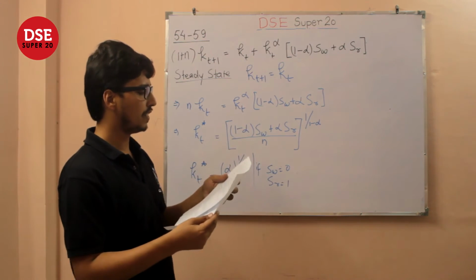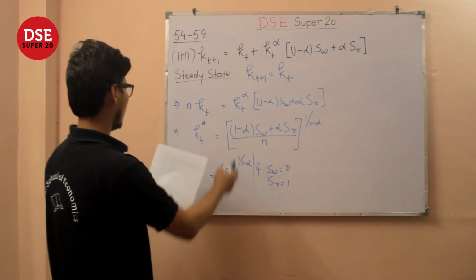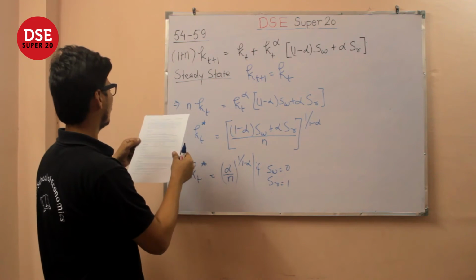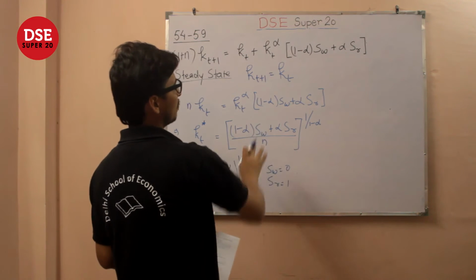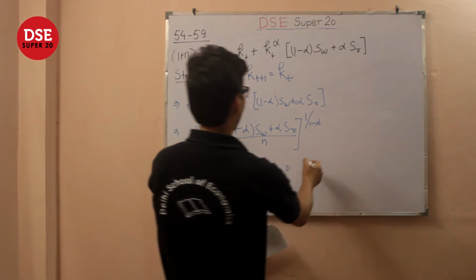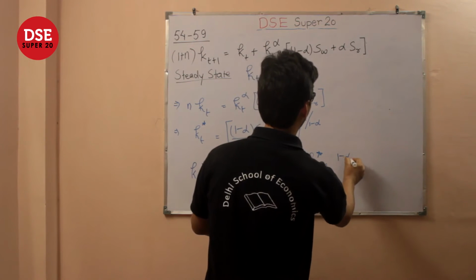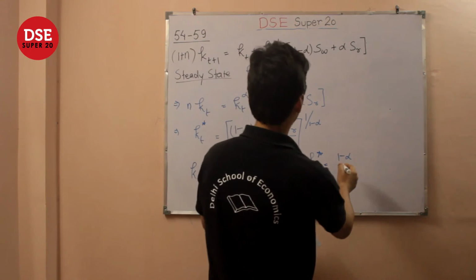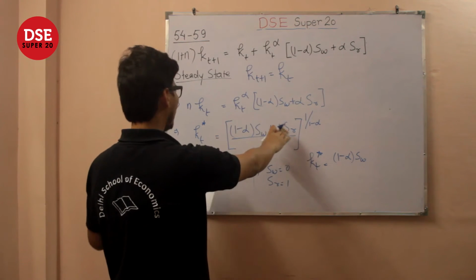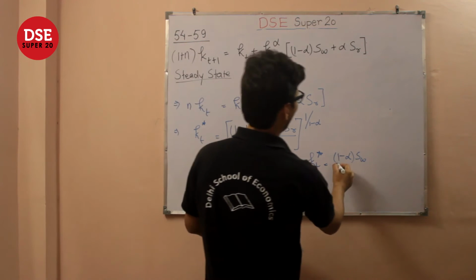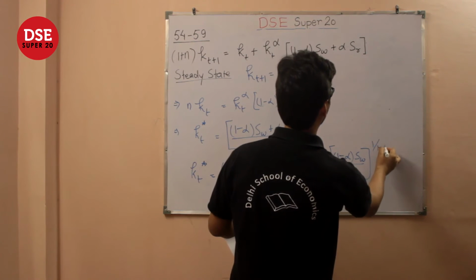Moving on to question number 55, we have been given that this SR now is 0. So if this SR is 0 and SW is some positive fraction, we get KT star is equal to (1 minus alpha) SW, and this SR is 0 now, so this term vanishes, upon n raised to power 1 upon (1 minus alpha).